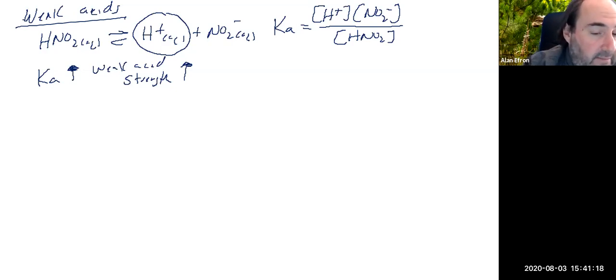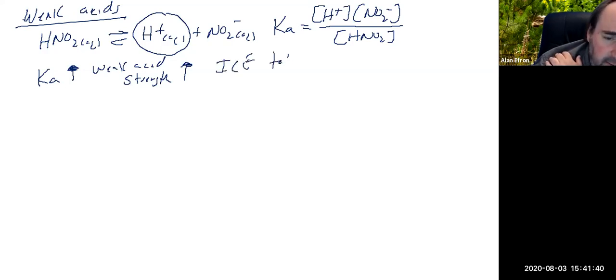Remember that as we talked about, even the strongest weak acid is going to be weaker than the strong acid. And when we're talking about strong weak acid, it's in comparison to other weak acids. Because these are weak acids, we do need to do an ICE table to solve for these guys.